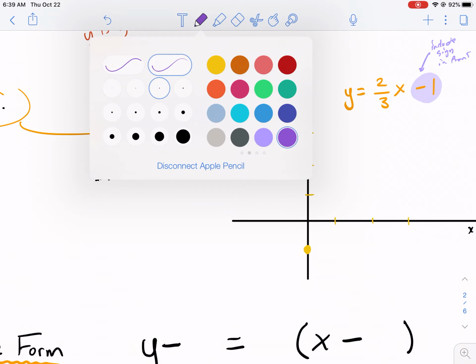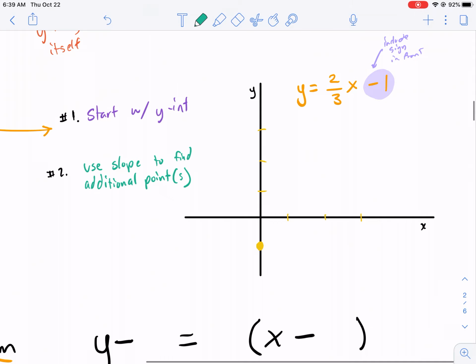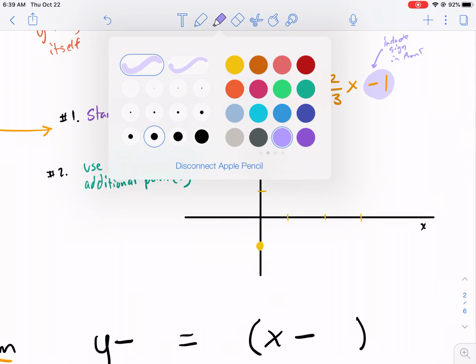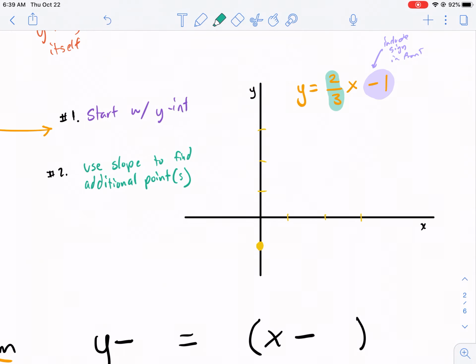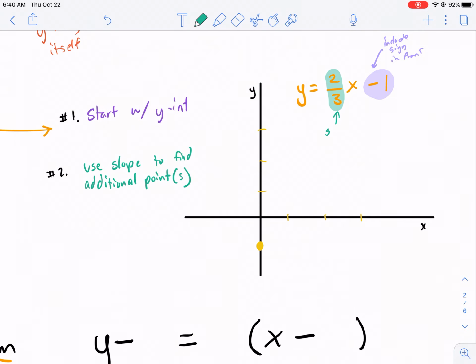Okay, second step. What are we going to do? We are going to use the slope to find additional points. I'm going to put additional, even though you only need 2 points. Sometimes it helps to draw as many points as possible. Additional points, and I'm going to put S in parentheses. Okay, what do I mean by this? Well, first we need to identify our slope. The slope is always the coefficient of x. So in this case, this is our slope.